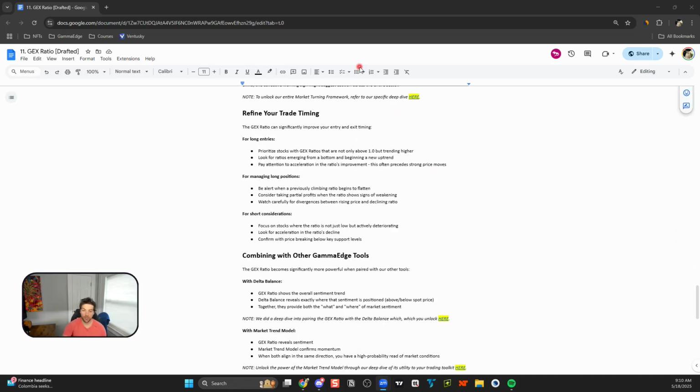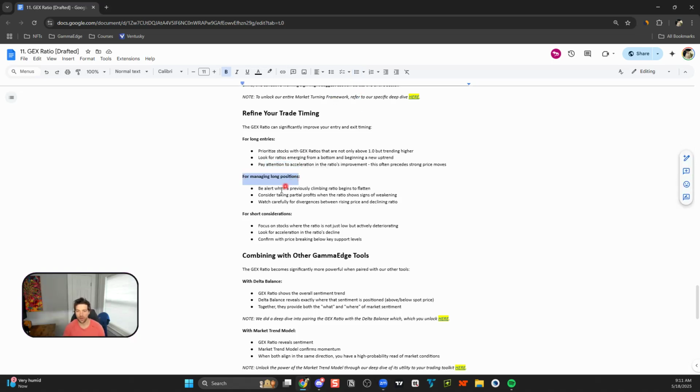So not only can it help you with your pre-market routine, but in terms of refining your trade timing, for long entries, you want to be prioritizing those GEX ratios that are not only above 1, but are trending higher. Looking for those ratios that are emerging from a bottom, it could be starting a new move higher. Doesn't necessarily have to be above 1. Those are more risky entries, but those are better risk to reward entries. And then paying attention to the acceleration and the ratio's improvement, which often leads to stronger price action.